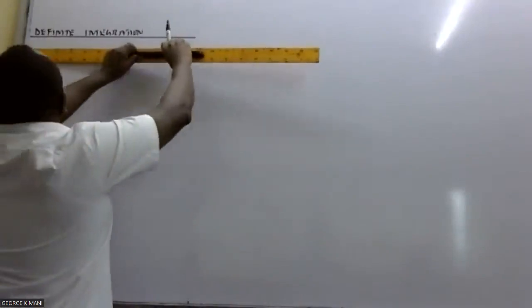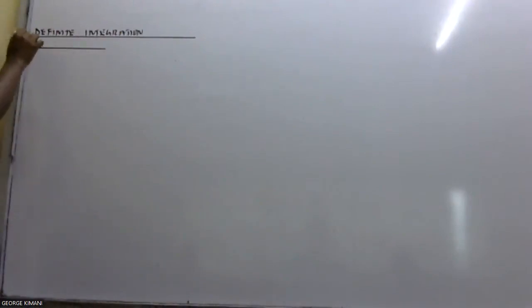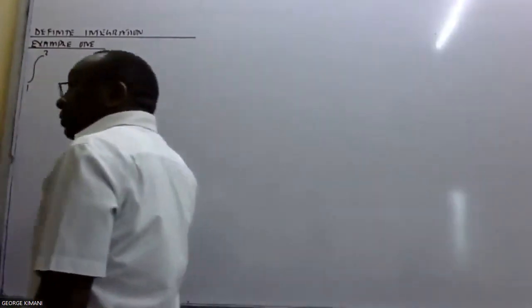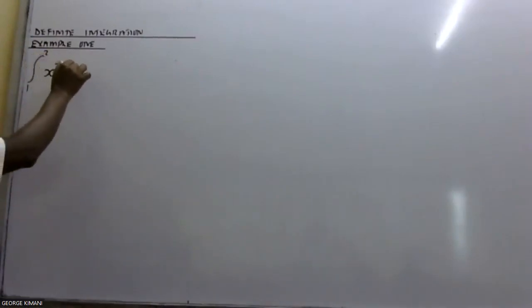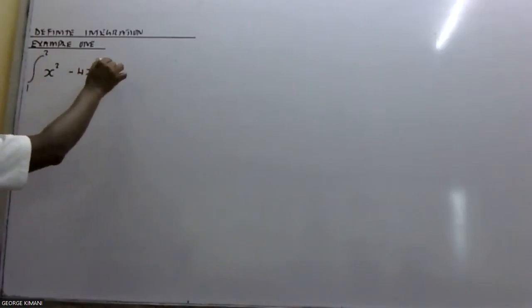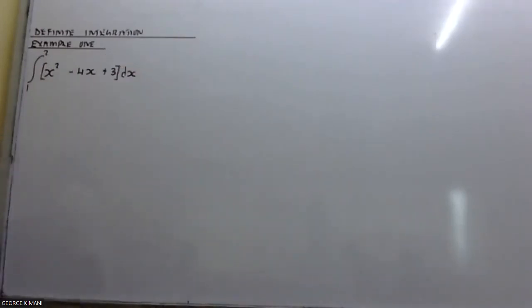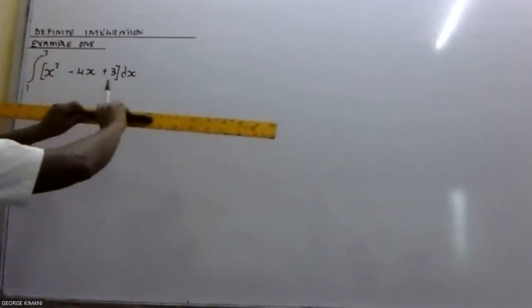So if we have example 1, you are told to integrate between 1 and 2, x raised to power 2 minus 4x plus 3 with respect to x.